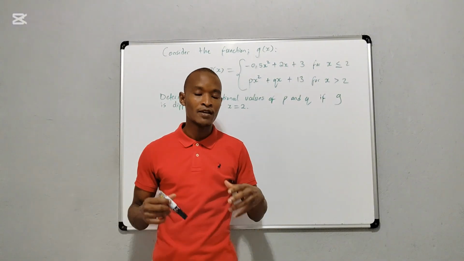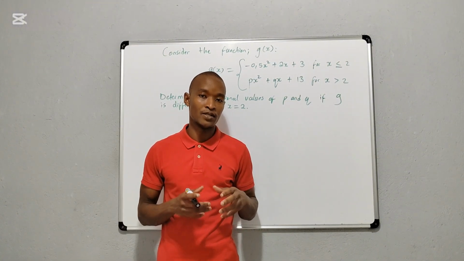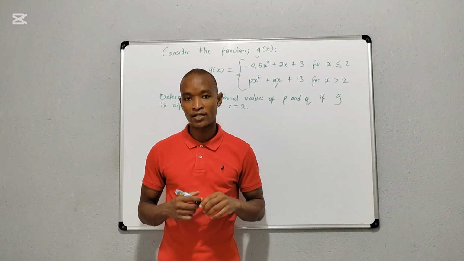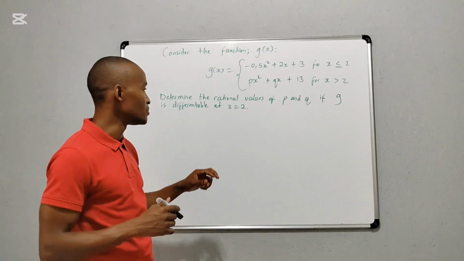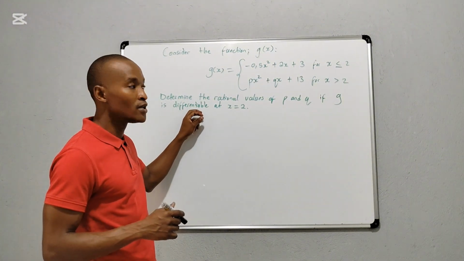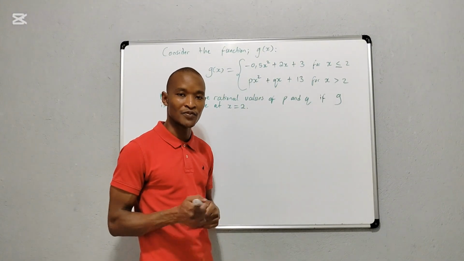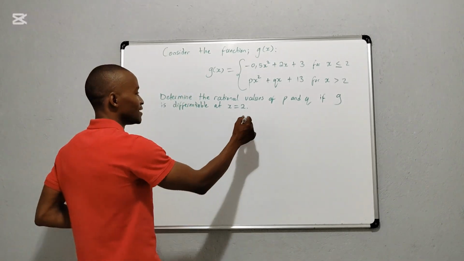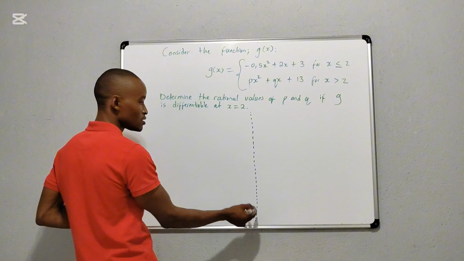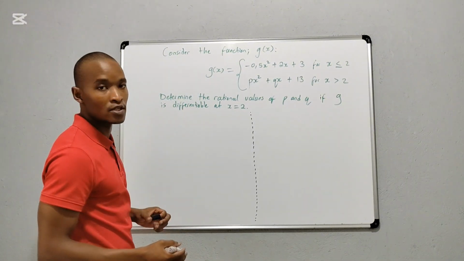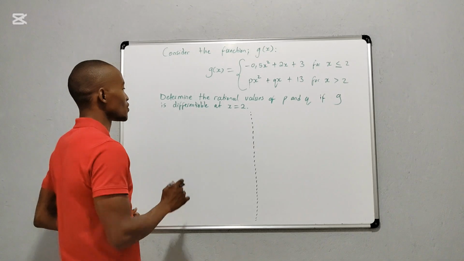Remember the theorem? If a function is differentiable, then it is continuous at that particular point. So we're going to use that theorem along with the one-sided limits of differentiability to see if we can get to the values of p and q. Okay, let's go for it. So I'm going to split the board because whenever you're dealing with differentiability questions, there are at least two aspects to your solution that you need to work with.